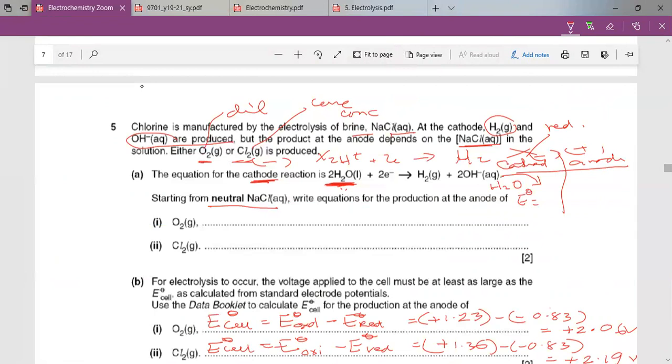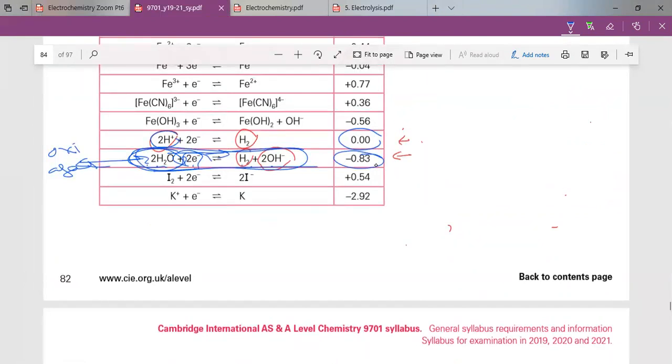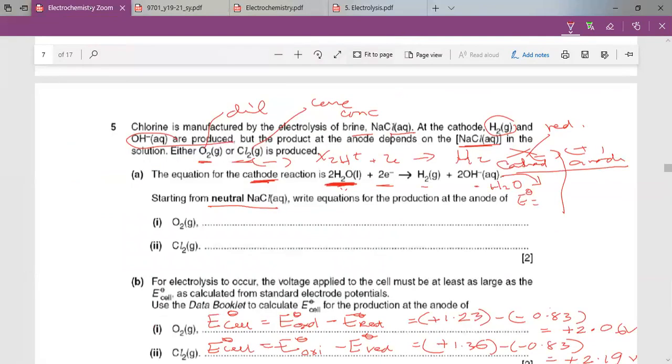Right, 2 H2O plus 2 electrons give you H2, and so the E naught value for this, if you were to quote from here later, they will ask you one, is minus 0.83. So here's this, the original one, minus 0.83.